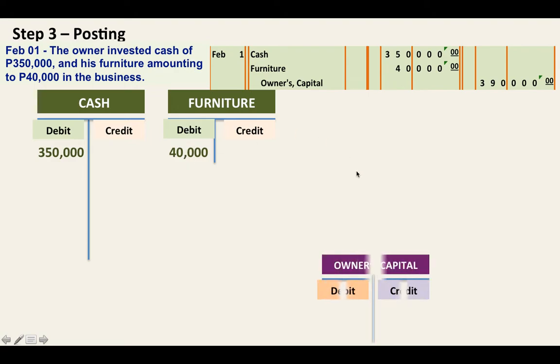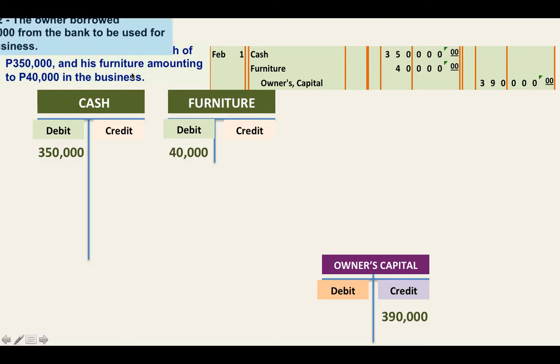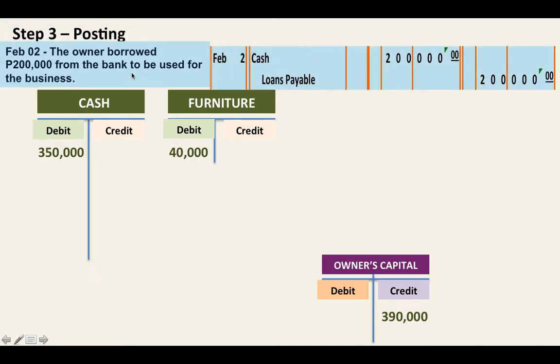And then open the owner's capital general ledger represented by the T account. Here there is a credit of 390,000, so it has to be posted on the credit side. So what we did is posting, okay? If we do that for all the financial transactions and the corresponding journal entries that we have done for February 2nd, this is our journal entry.